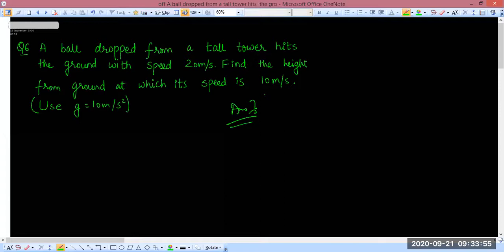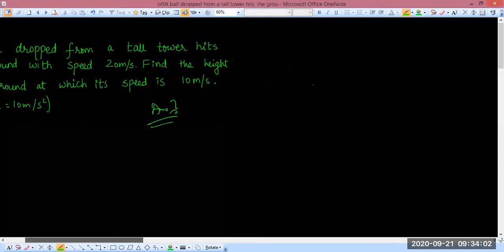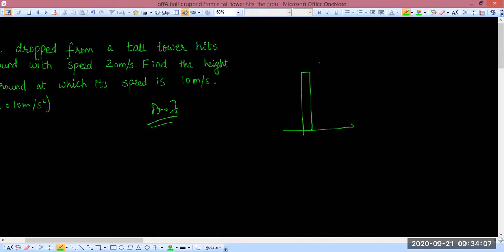See, you have to find the height from the ground, everyone. All right, so let's draw a diagram. We drop it from here. If you drop it over there, I'm going to take downwards positive this time. Like I said, you can actually do it both ways. What's the velocity here?